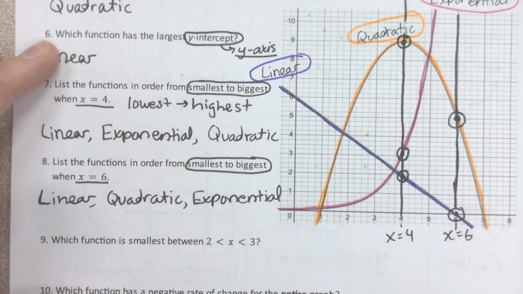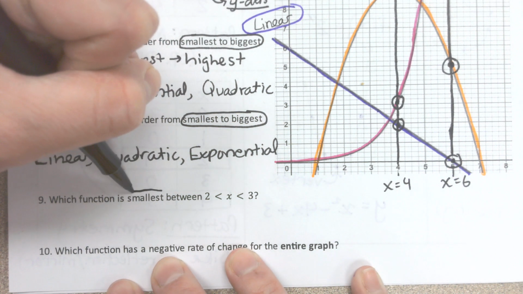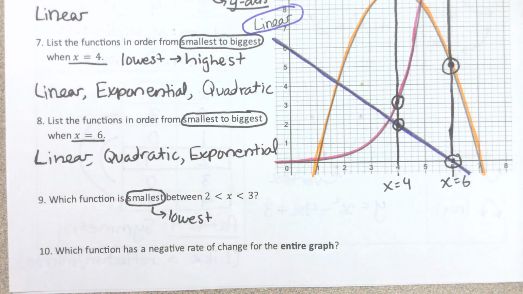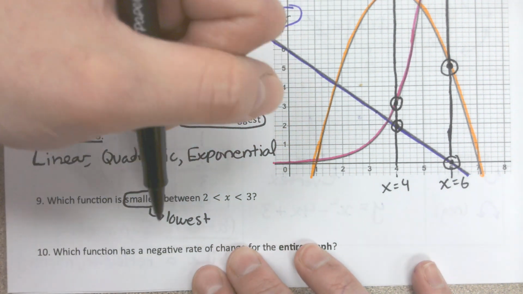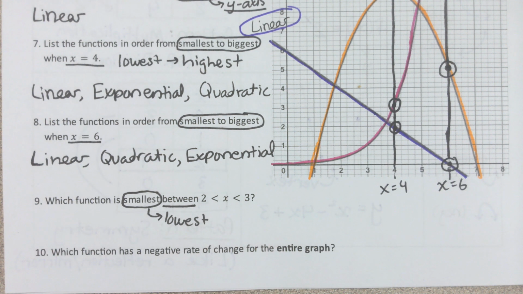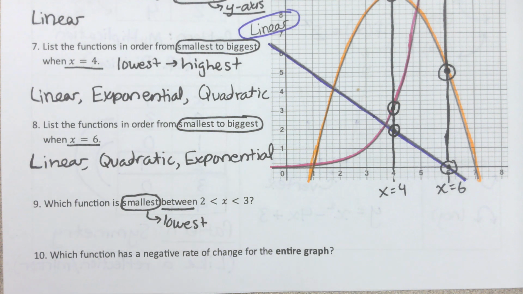Number 9 is a very similar problem, except we look at a range of numbers. We don't just look at a single one on the graph. Which function is smallest? So smallest refers to lowest. Smallest to biggest, lowest to highest. Smallest. Between. Now that word between there kind of gives away what this notation is getting at. So with that word between, this will be really easy for you to interpret. This means that x is somewhere between the numbers 2 and 3. Notice that it's not equal to, not a major deal here. But between 2 and 3, what's going on there?